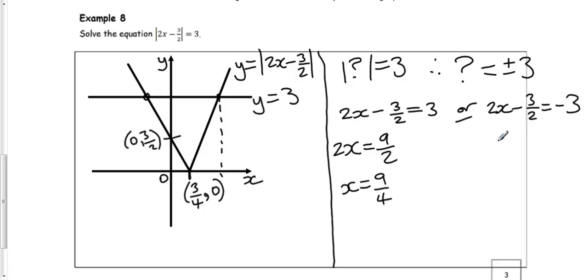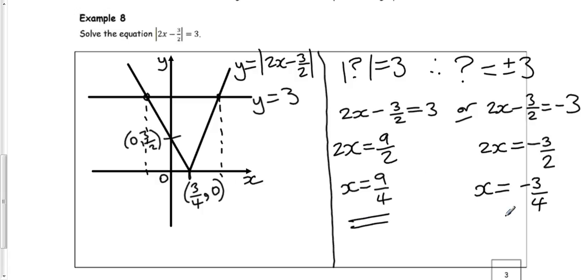Now the other one, 2x equals minus 3, and then I'm going to add 3 over 2 to both sides. So now I'll have minus 3 over 2 on the right hand side. Dividing both sides by 2, and I get x is minus 3 quarters, and that would be the negative solution we were expecting. So there's the two solutions to this equation.